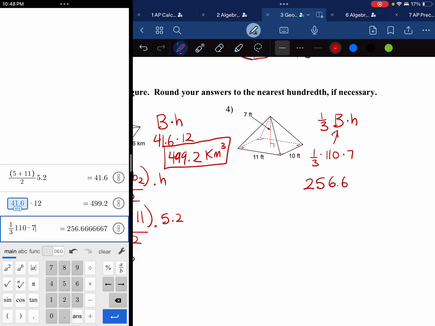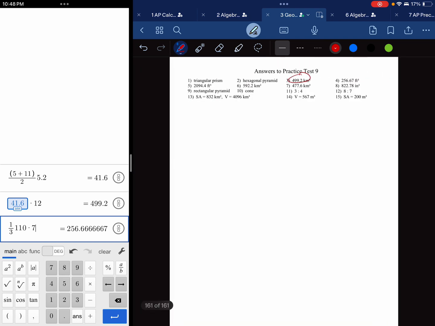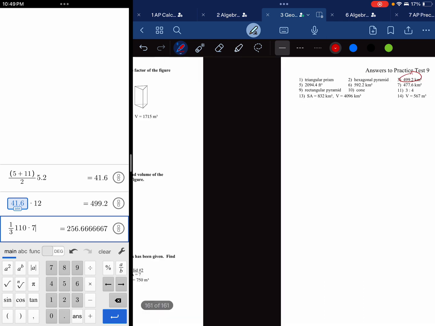256.67, because we're rounding to the nearest hundredth, which is 2 decimal places. So our units here are going to be feet cubed, because we're talking about volume. Volume is in the third dimension. So 256.67. Let's check. 256.67 feet cubed.